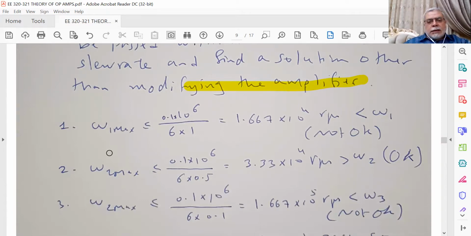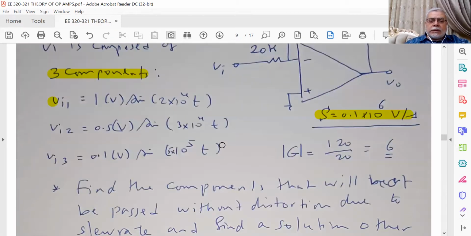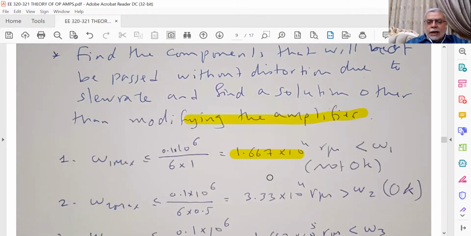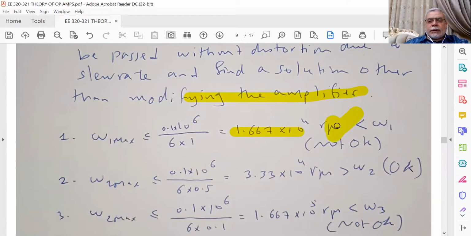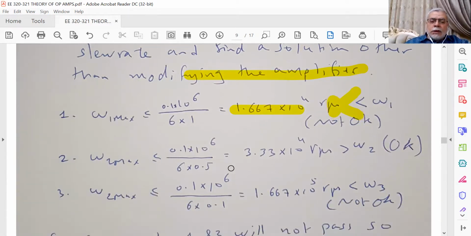Right. Let's begin with the first signal. For the first signal, we have 0.1 10 to 6, which is the slew rate, divided by the gain, which is 6, and the amplitude, which equals 1. So it is 1.667 10 to 4 radian per second. The frequency required is 2 10 to 4, and this signal's maximum is 1.667, so this signal will not pass.